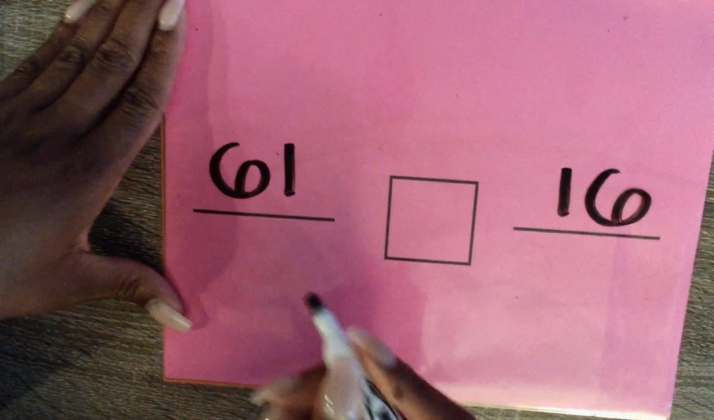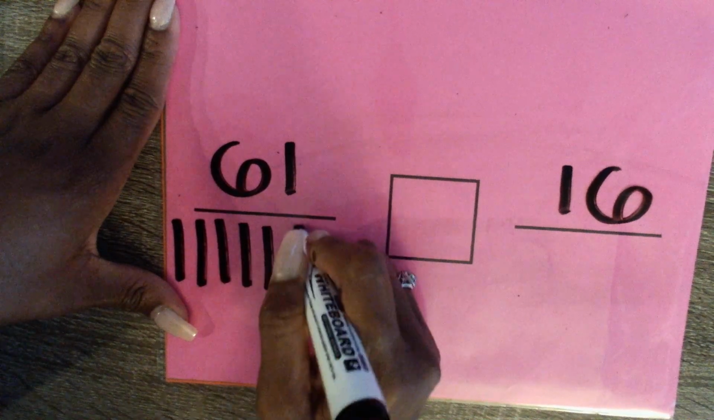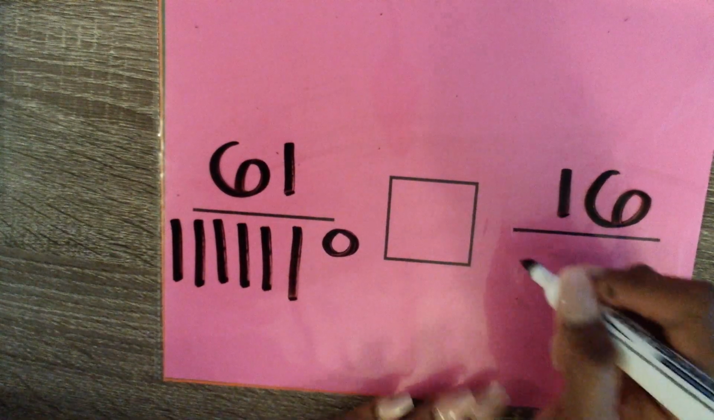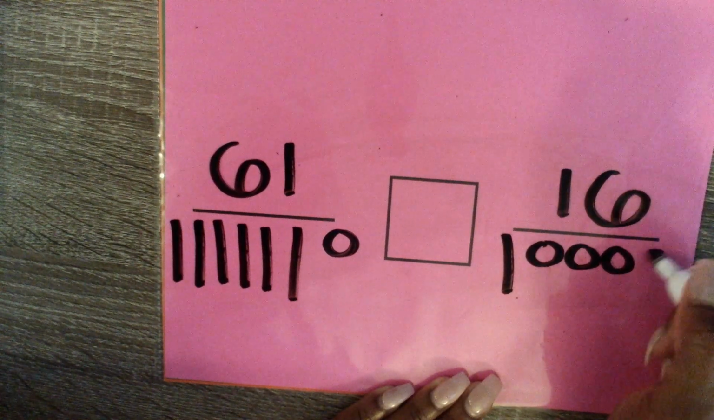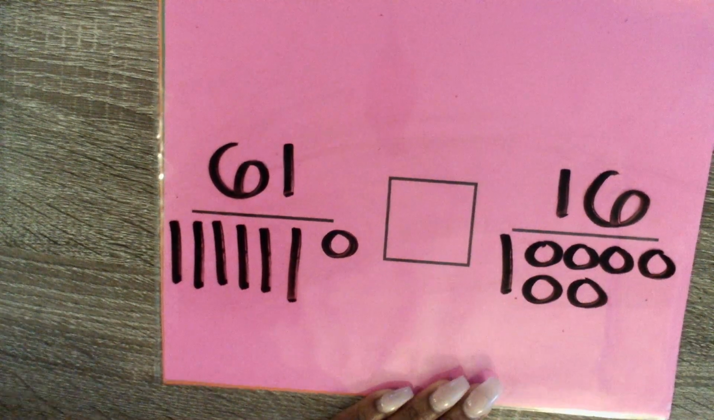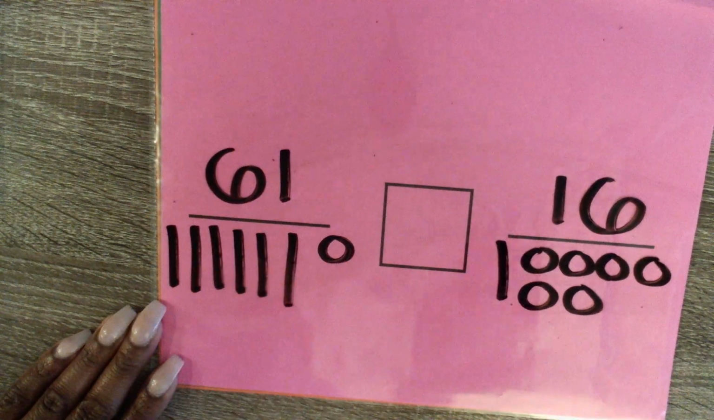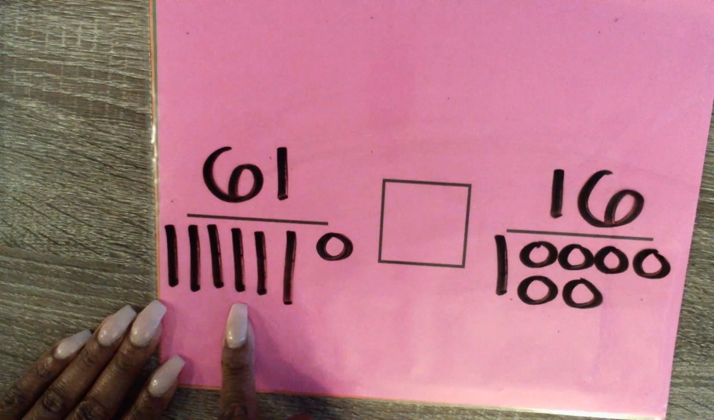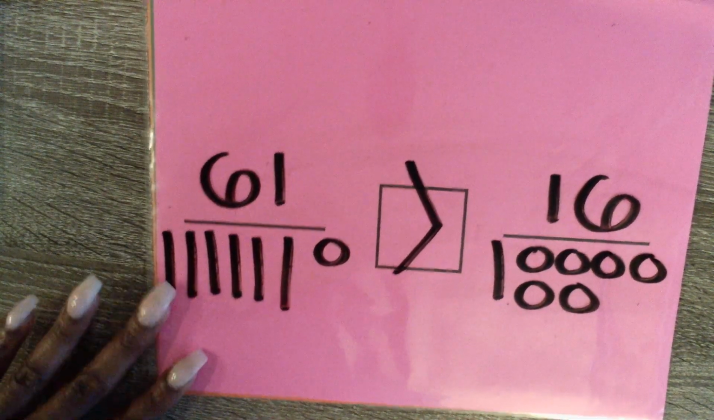Let's build the number 61. We need 6 tens: 1, 2, 3, 4, 5, 6, and 1 one. 1 ten and 6 ones. So 1, 2, 3, 4, 5, 6. Super cool, right? This is a great way to show them that 61 is bigger because it has more tens in it. So let's finish that off, and the alligator is going to eat the bigger number.